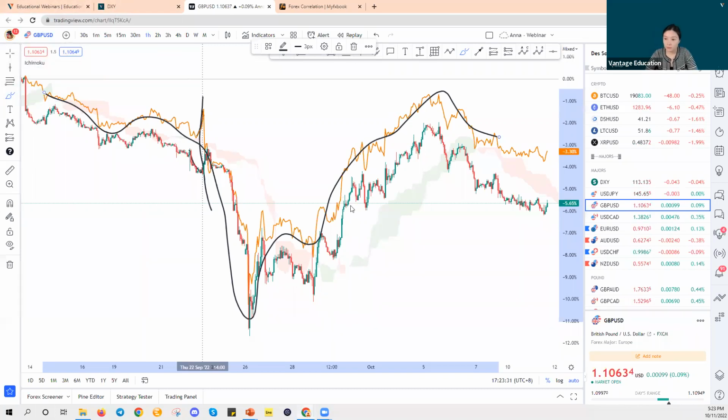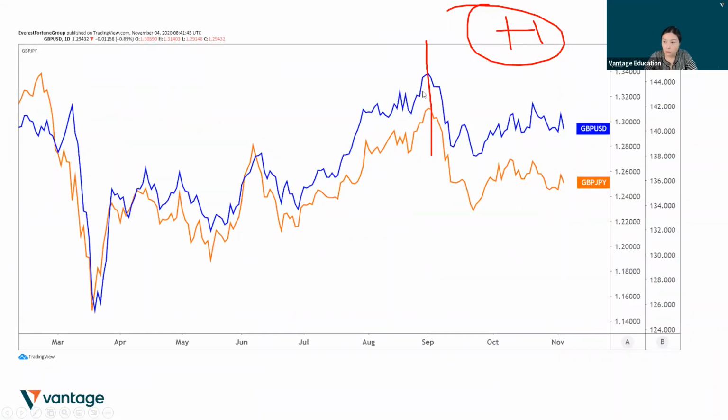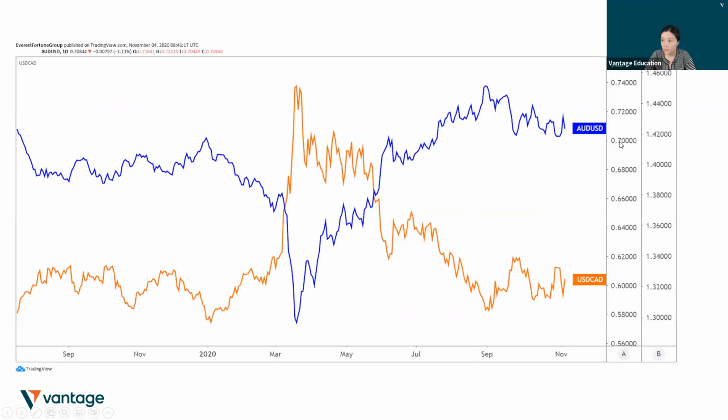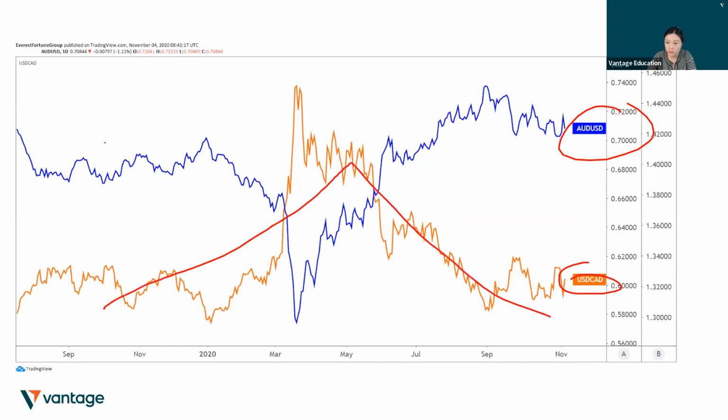Okay, so let us come back here. So yes, this is positively correlated. And then here we have our AUD USD and USD CAD. So in this case, you can see that our prices move in the opposite direction. Okay, can be messy. Let me erase this.